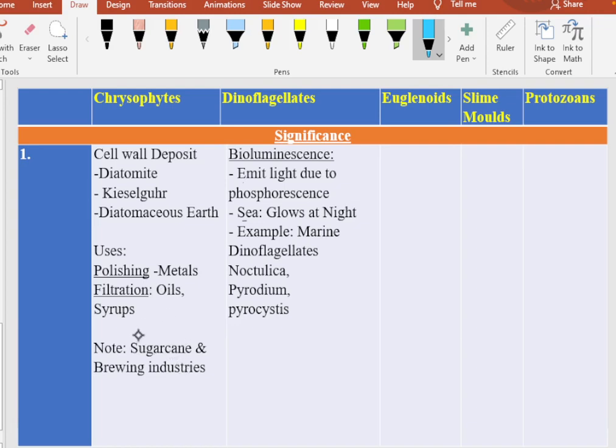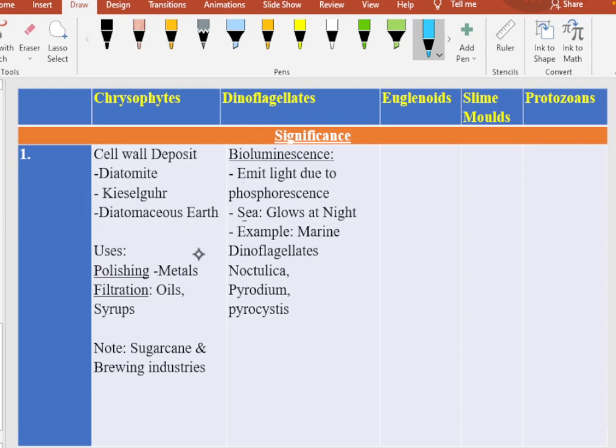Okay, beer industries, wine industries. So there they need to be filtered, whatever the fermentation product. So they will use what? Kieselguhr. Bioluminescence. Bioluminescence is there regarding what? Dinoflagellates. Hence it is called pyrophytes. Pyro, produce light. It emits light due to phosphorescence.